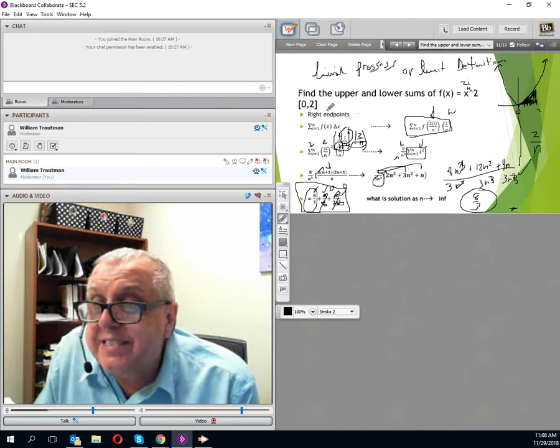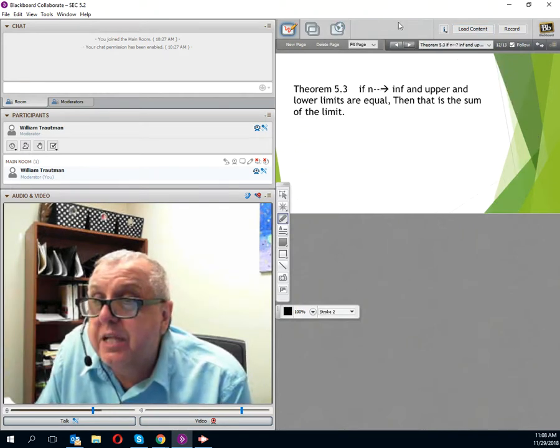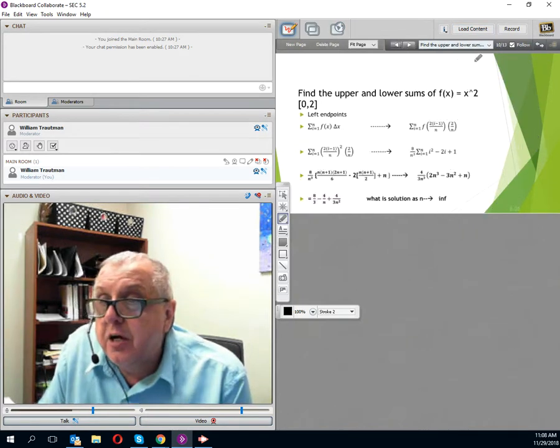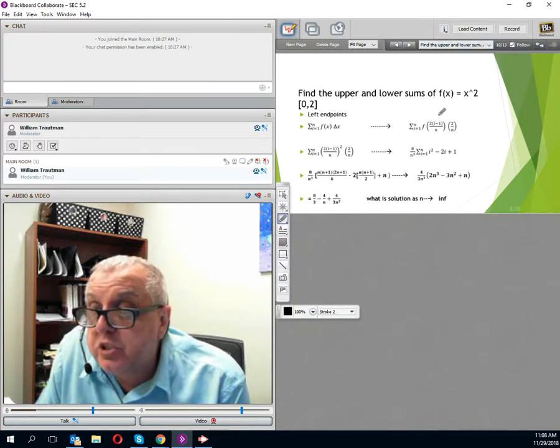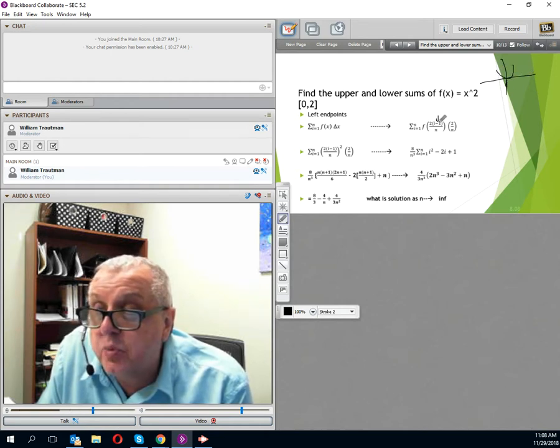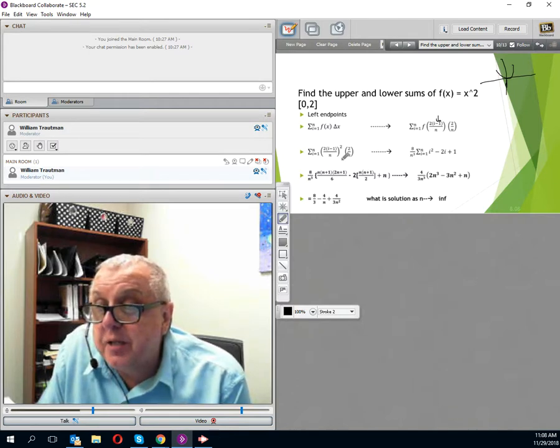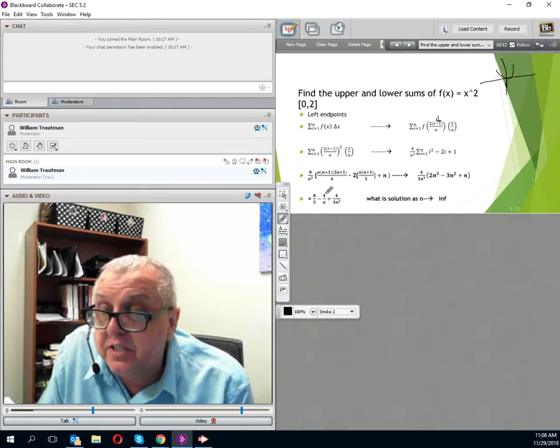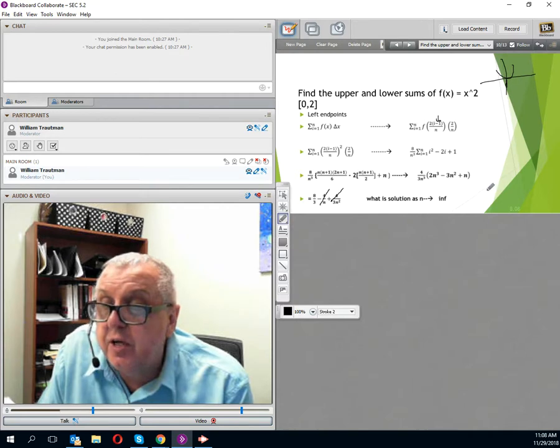And you get the same answer if you use the left endpoints. Once again, for the left endpoints you have to start at 0 in this case. You have to use the i minus 1 to get a 0 when you put a 1 in there. And you go through the same process. It's a little different, but you still end up with 8/3.